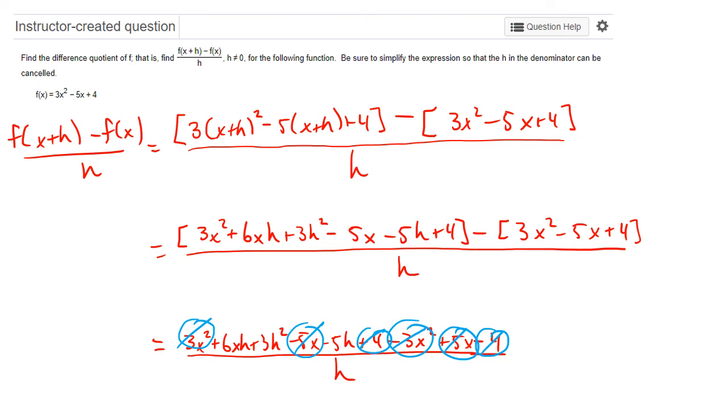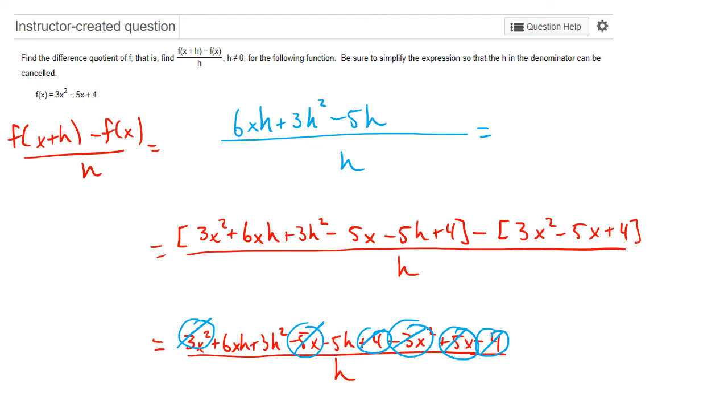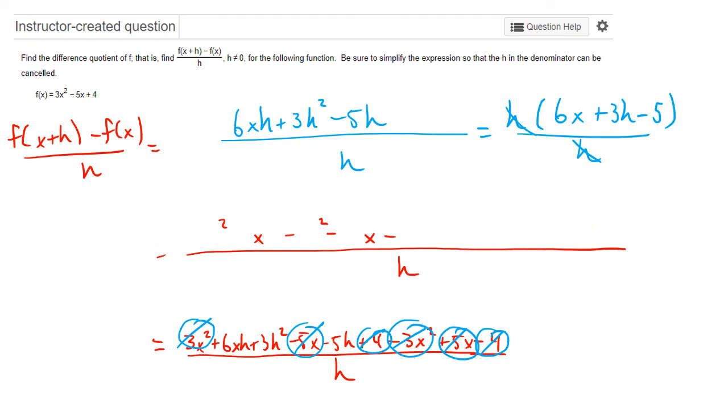So going back up to the top, what do we have now? Once we get rid of everything we've canceled off there, our denominator is still just h. And what remains is 6xh plus 3h squared minus 5h, which can have an h factored out of it, leaving behind 6x plus 3h minus 5. And now I cancel this h from the denominator for a final result of 6x plus 3h minus 5.